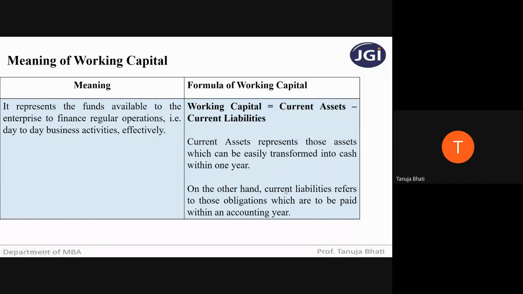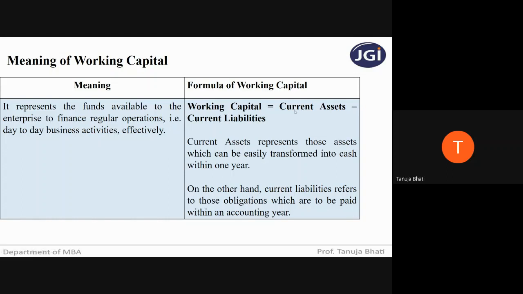On the other hand, current liabilities refers to those obligations which are paid within an accounting year. So both current assets as well as current liabilities are short term, and whatever excess amount is remaining from your current assets, when you pay off all your current liabilities, whatever excess over and above is remaining, that becomes your working capital. So working capital is very helpful in order to provide the liquidity of the company. That is how efficiently the company is able to cover the short term debts with its short term assets.